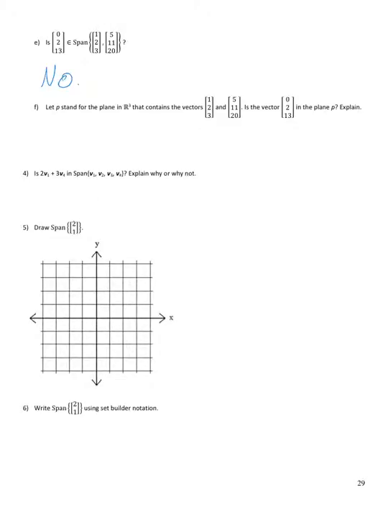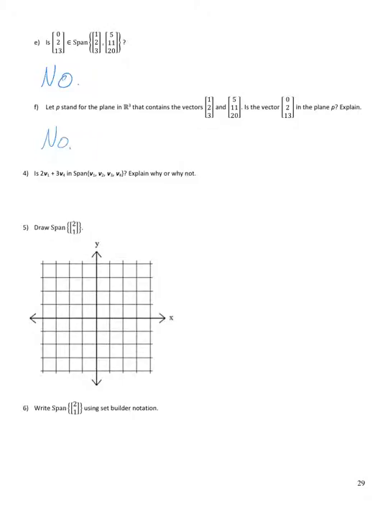Let P stand for the plane in R3 that contains the vectors 1, 2, 3 and 5, 11, 20. Is 0, 2, 13 in that plane? No, because the plane that contains those two vectors is the span of those two vectors. It's just another way of asking the same question. Is it a linear combination of those two vectors?